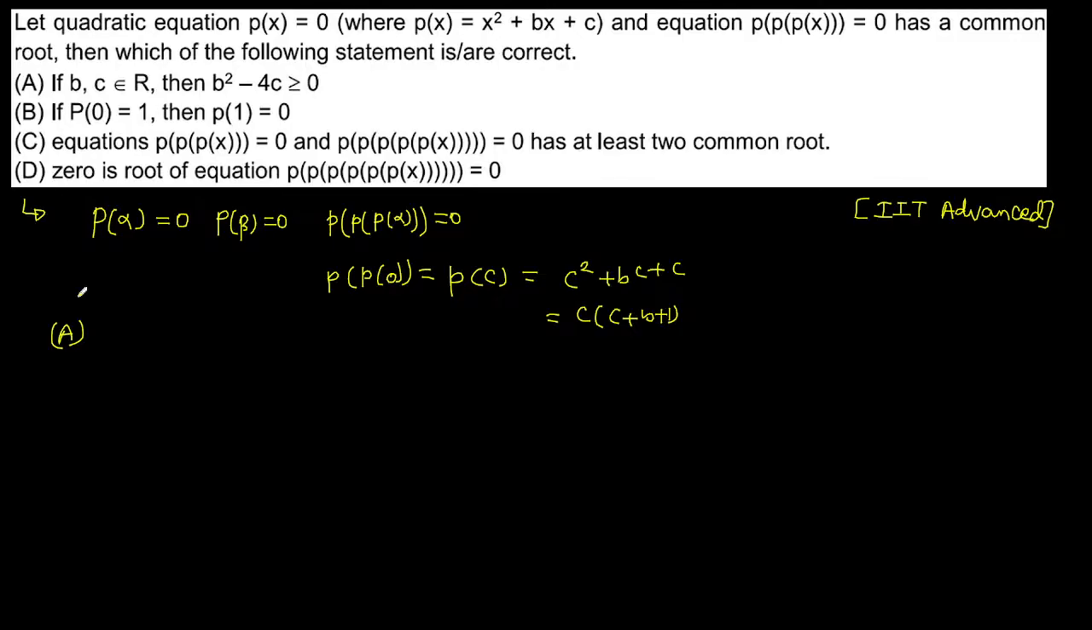b, c belong to R, p(alpha) is 0, p(0) is c, p(c) is equal to 0. And we got that this is equal to 0. That means c equal to 0 or c equal to minus b minus 1.